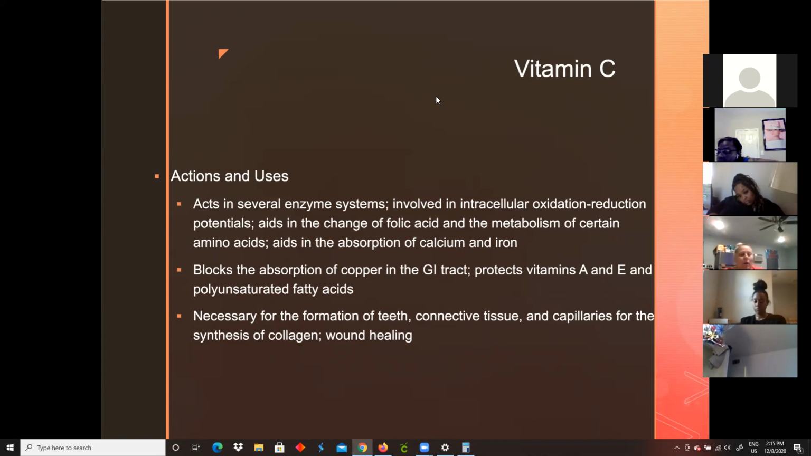All right. Vitamin C. Vitamin C is great. We all love vitamin C, right? It acts in several enzyme systems. This is great for helping with that folic acid, right? It helps with the absorption of calcium and iron. So, if your patient's taking iron, we often tell them to take their iron with orange juice because it'll help the absorption of it. This protects your vitamins A and E. It's necessary for formation of teeth, connective tissue, and capillaries.